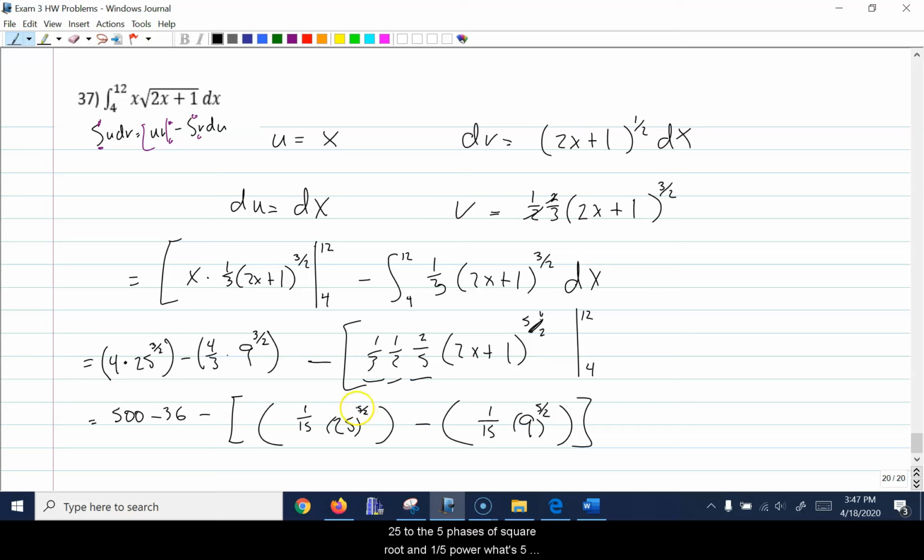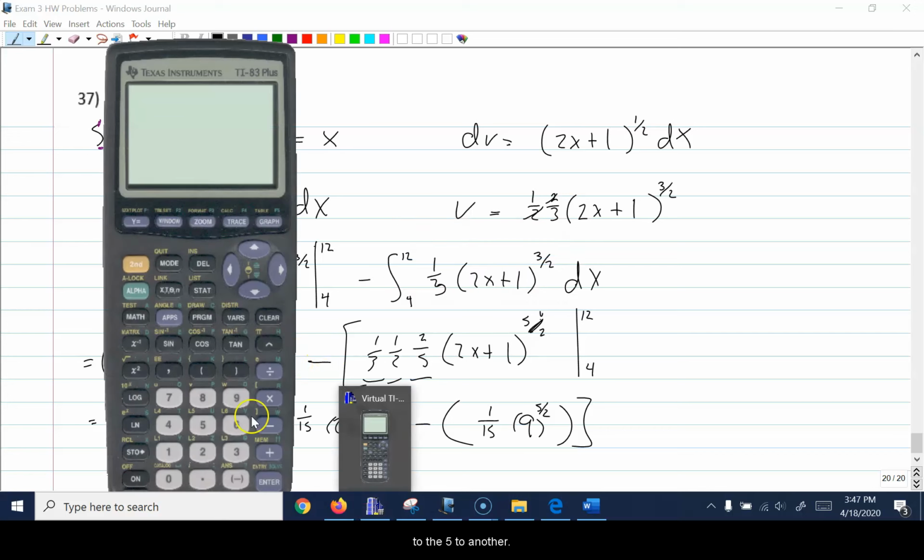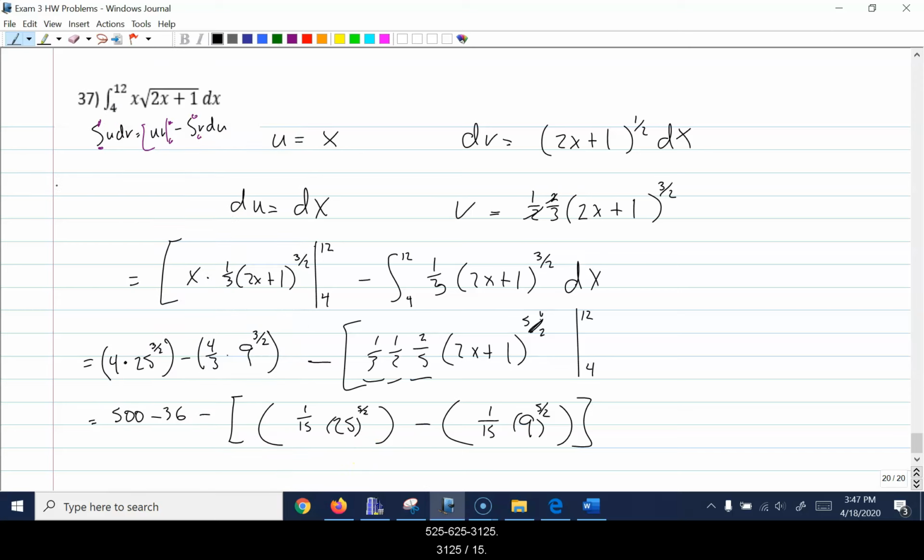25 to the 5/2 is a square root and a 5th power. What's 5 to the 5? Is it 625? That was 3125. I got 3125 over 15. Minus 9 to the 5/2 is 3 to the 5th. 3 to the 4th is 81, and then one more 3 is 243.